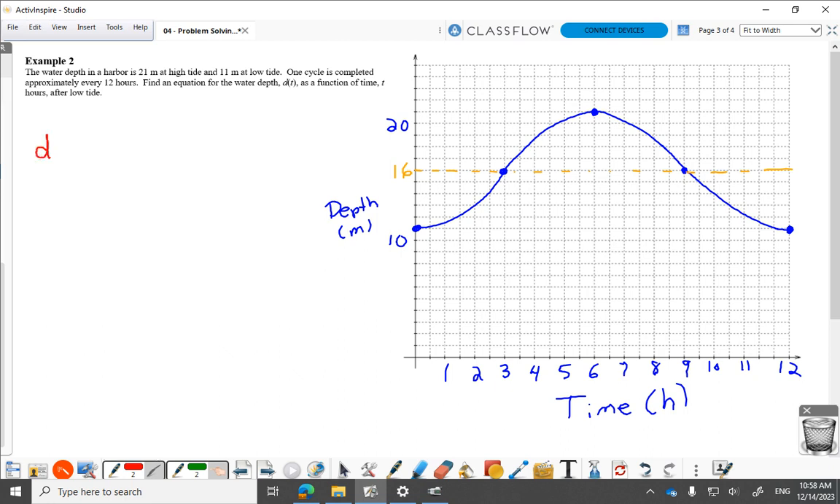D at t equals. Now, what would you like to use? Sine or cos? See, last one there was an obvious choice. What do you like? He likes sine. You like cos? We're going to do both. And we'll talk about why you might like one over the other, because neither one's a perfect option here. But we'll go up here, we'll go with sine.